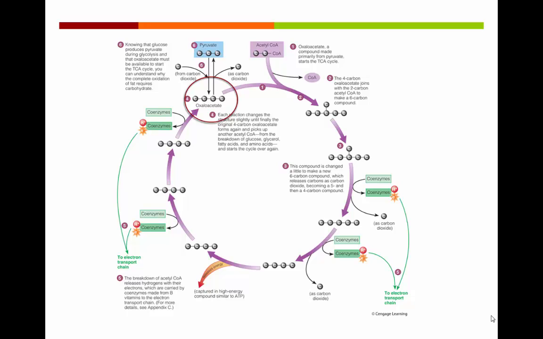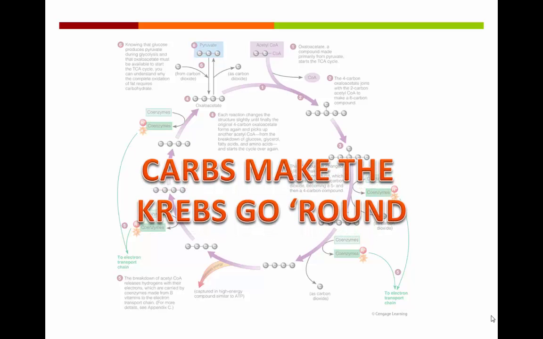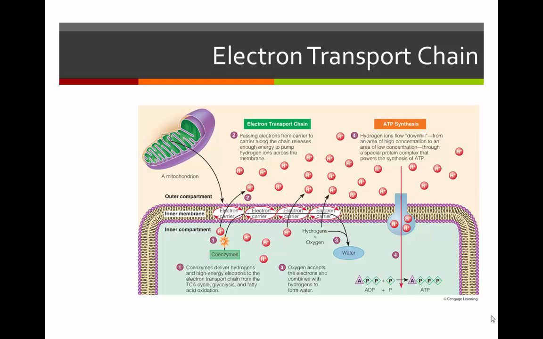Take a look at what else makes oxaloacetate. Pyruvate. You remember pyruvate from glycolysis. It is the end product of glucose breakdown. So the important concept here is that glucose facilitates the Krebs cycle, or more simply stated, carbs make the Krebs go round. Even if fat is being used as an energy source instead of glucose, glucose will be necessary for the complete breakdown of fat. This is another concept we discussed earlier in the semester. To break down fat, we still need carbohydrates.